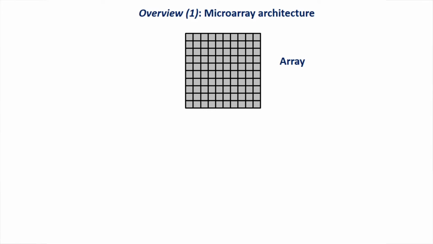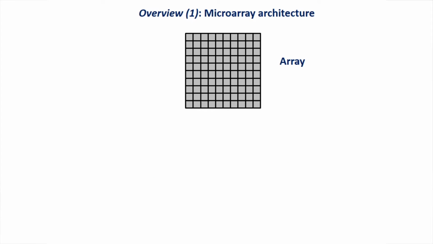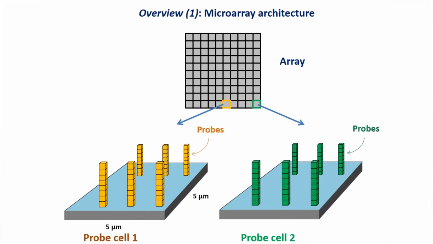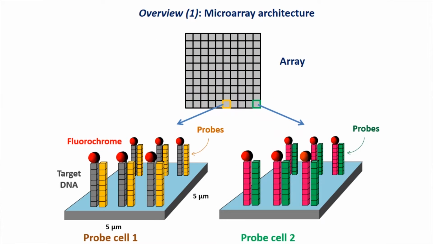In the microarray technology, millions of hybridization reactions to different probes are performed simultaneously. Probes are fixed to the surface of a solid support in a specially ordered way in a bidimensional array, while the target DNA is free in solution and can be labeled with a fluorochrome. It can be considered a form of reverse hybridization.